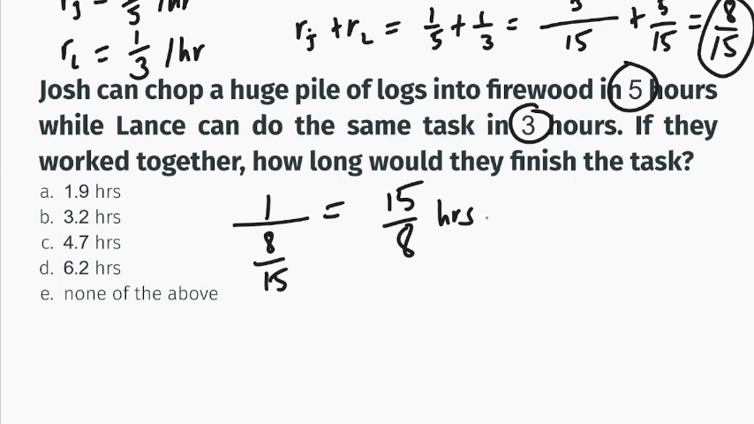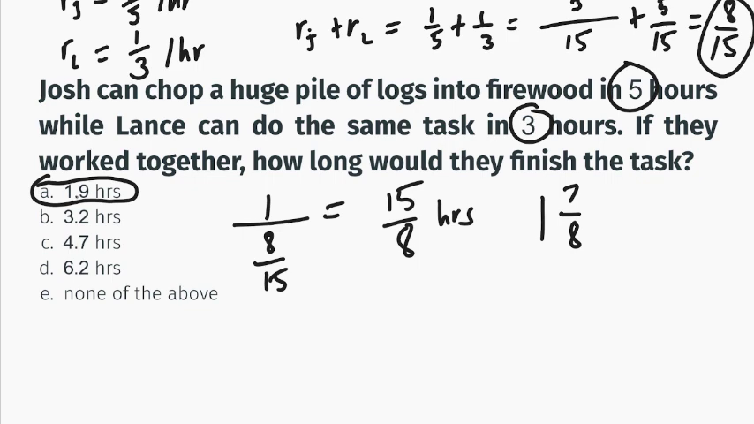Okay, but we want this to be converted in some way equivalent to one of these answers. So 15 over 8 is actually equal to 1 and 7 over 8. And as you can see, the closest to our answer is letter A, 1.9 hours. Although it's not the exact answer entirely.